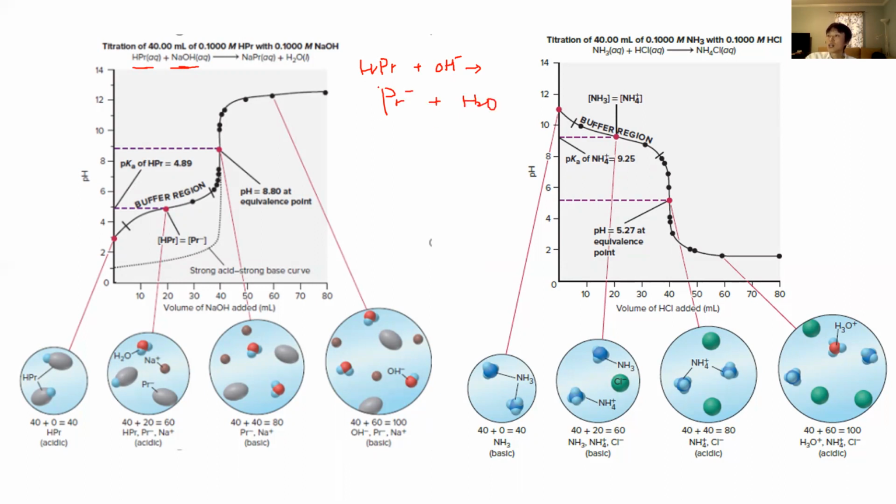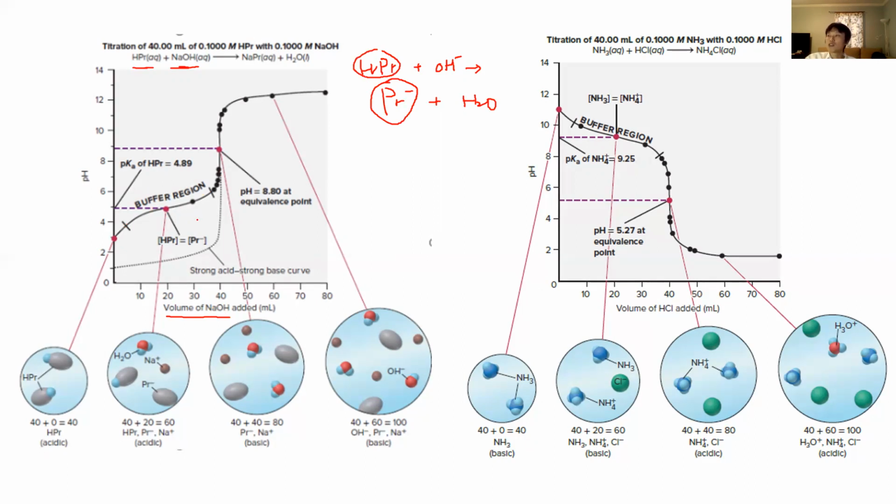As long as this weak acid is not all consumed, you're going to have a mixture of the unreacted weak acid and the conjugate base that was generated. So you're creating a buffer system because they have the common ion effect. Before the equivalence point is reached, you have this buffer region, and you can see the pH increases slowly. It takes a lot of hydroxide to be added to change the pH, because it acts like a buffer.